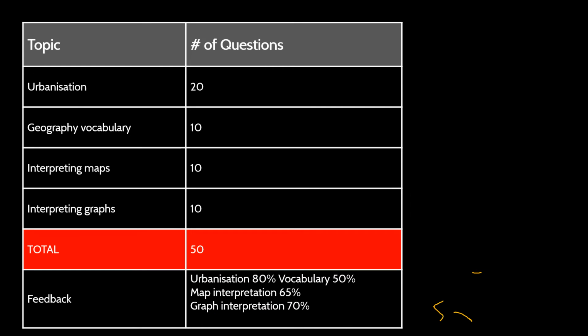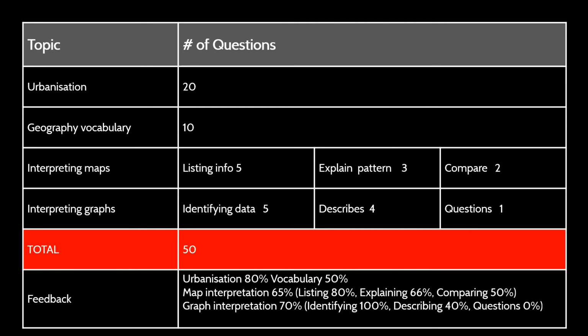Now, as you saw in that last slide though, we had identified different levels of sophistication of interpreting maps and interpreting graphs. So how do we reflect that in the way that we construct our test? Well, we have questions targeted at the different levels on the rubric. So, same example, 20 questions of urbanization content knowledge, 10 questions for geography vocab content knowledge. Now what I've done is, these are the 3 different levels I've identified: listing, explaining, and comparing.